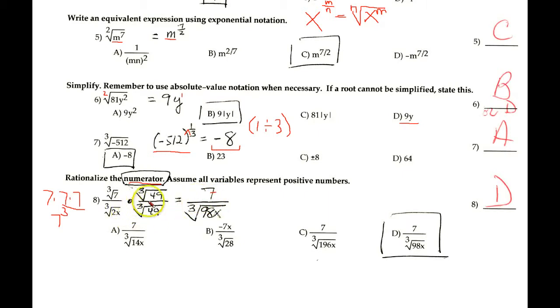Now in our denominator, remember we're multiplying this fraction by a 1 in this form. So it's still the 3rd root. 2 times 49 is 98, and you bring the x along, and that's your answer. And they have it here as D.